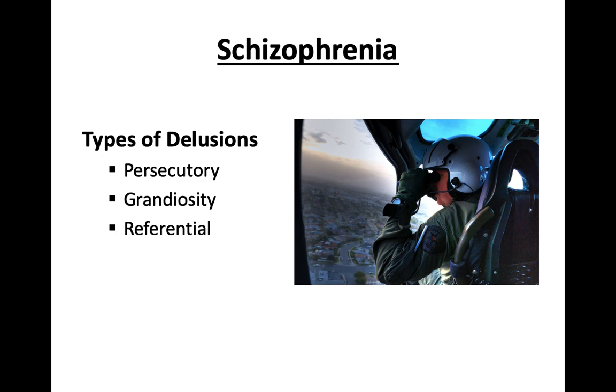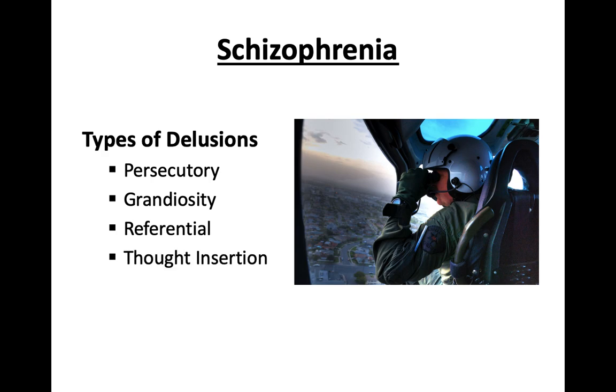The third type is referential. With referential delusions, this is when a person believes that events or objects in the environment have special meaning for them. So for example, they might hear a song on the radio and believe that the musical artist wrote that song specifically for them, or that it's being played on the radio right now specifically for them to hear. So these are very self-referential delusions, where events or things that happen in the world are meant to take on special meaning for them and for them only.